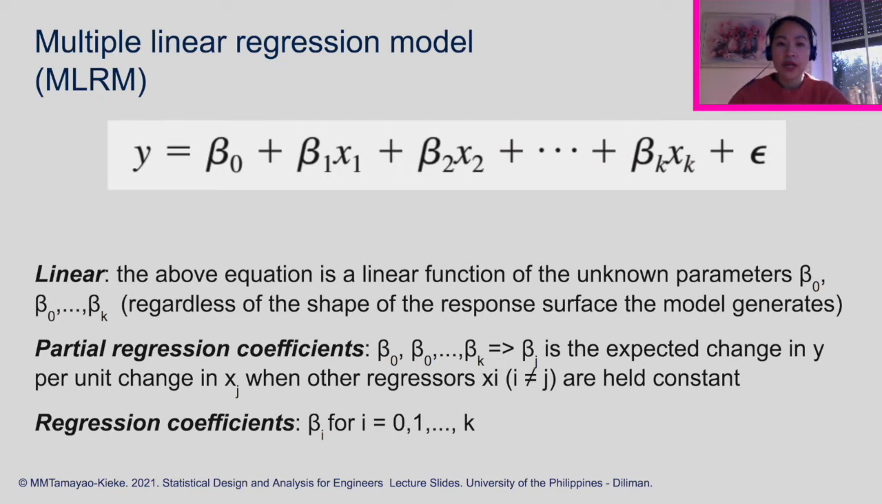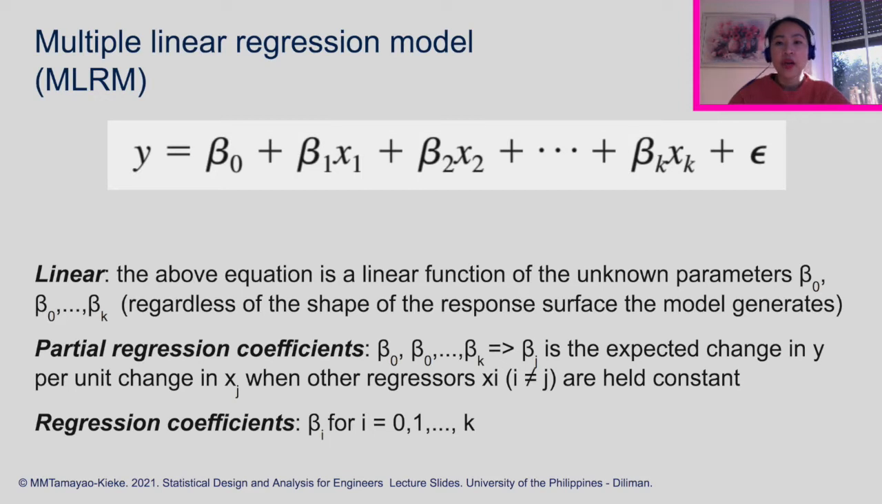What you can see here is an equation expressing a multiple linear regression model. So a multiple linear regression model would be expressed as such: y equals beta naught plus beta 1 x1 plus beta 2 x2 up to beta k x sub k plus the error term epsilon. And this is very familiar to you because we've used this several times already in the previous sessions.